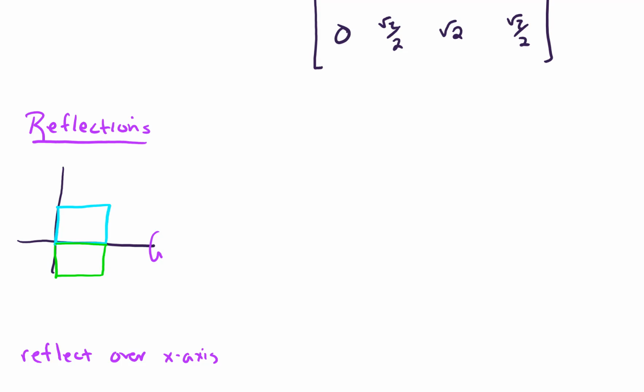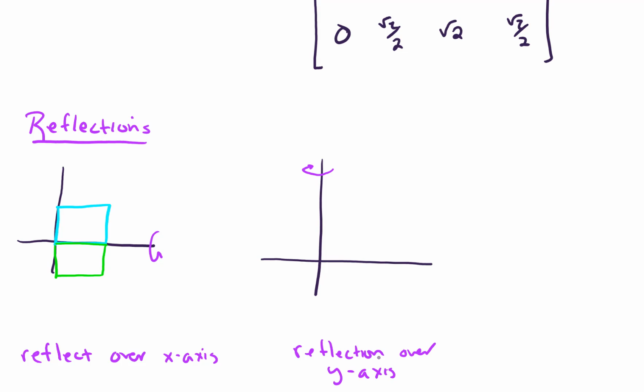Similarly, we could look at a reflection over the y-axis. So let's look at a reflection over the y-axis. Again, we start with our unit square, but now we're reflecting over y, and so we end up with the unit square here in quadrant 2.